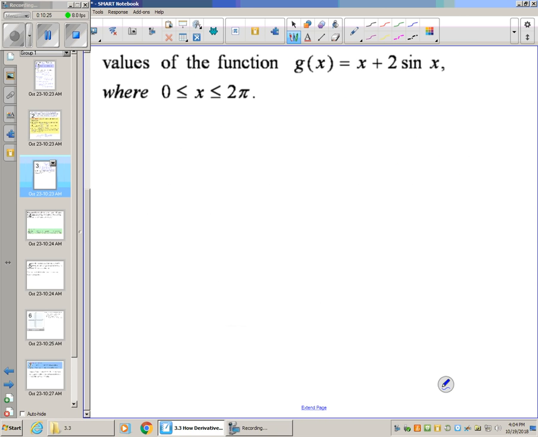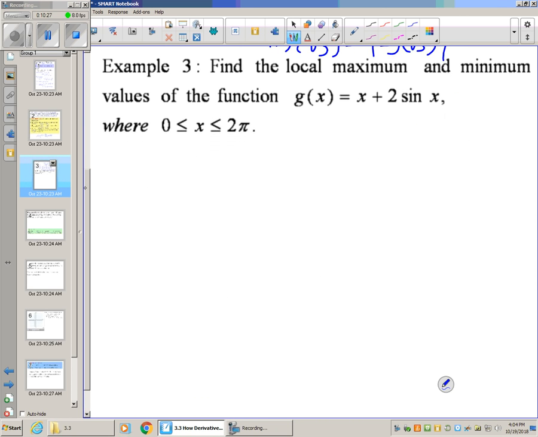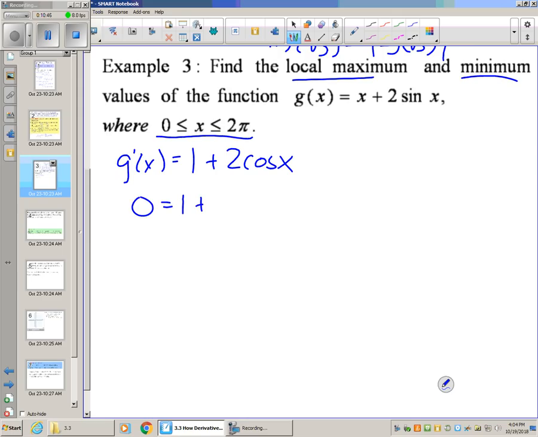Okay, looking at the next example. We are trying to find the local max and local minimums between the intervals 0 to 2 pi of this function. Okay? So first we need to identify the critical points. So start by finding g prime of x, which ends up being 1 plus 2 cosine of x. Then set that equal to 0 to identify our critical points.